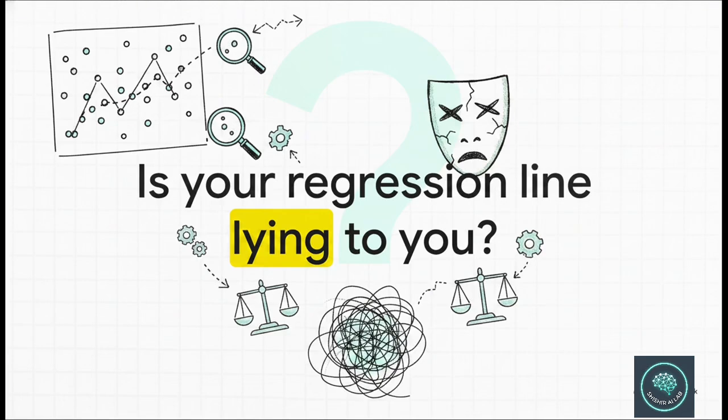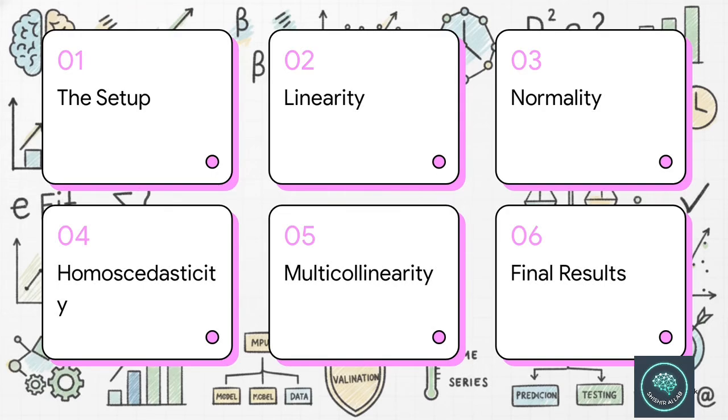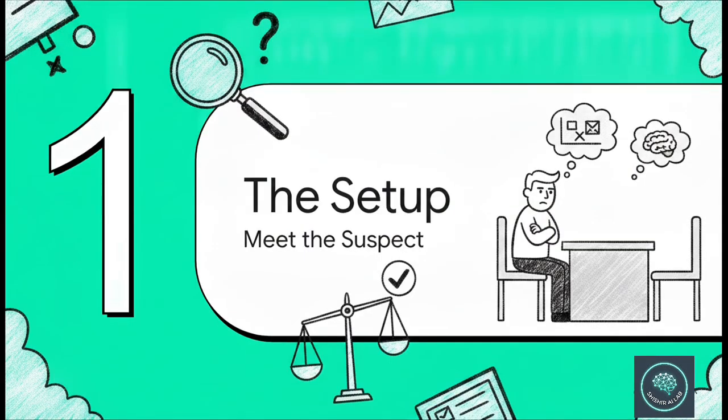A model isn't finished just because you found a line. If there are hidden biases or structural flaws lurking in your data, well, that beautiful line might be quietly lying right to your face. Here is the clear roadmap for our interrogation. We'll start with 1, the setup, move to 2, linearity, 3, normality, 4, homoscedasticity, 5, multicollinearity, and finally, 6, final results.